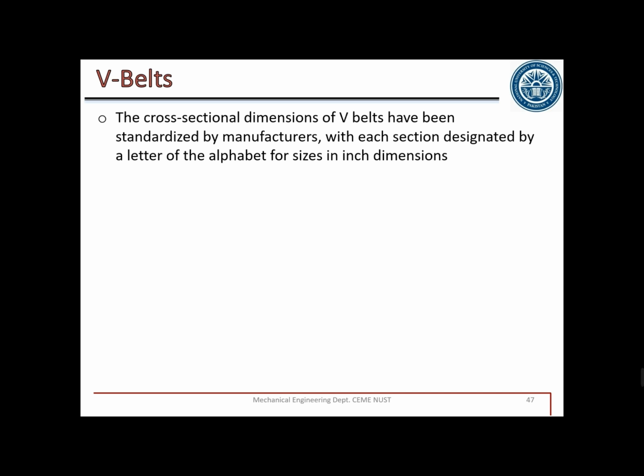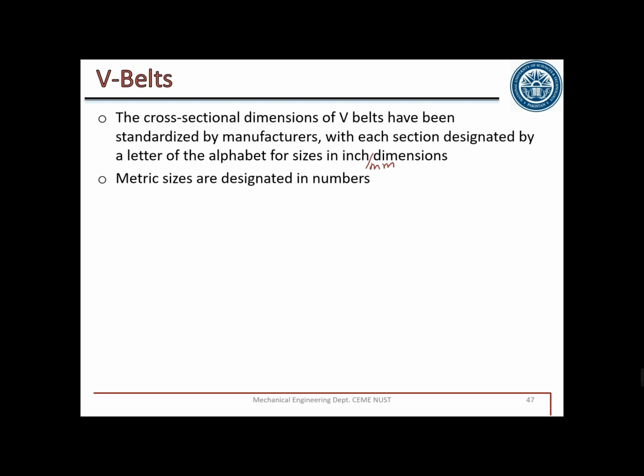The cross-section dimensions of V belts have been standardized by manufacturers, with each section designated by a letter of the alphabet, with size in inch dimensions or millimeter dimensions, depending on which type of book you have. I will use the millimeter dimension book, the SI edition book, as I did in the previous class as well. I have told you that V belts come in standard dimension sizes, so the lengths of belts are fixed.